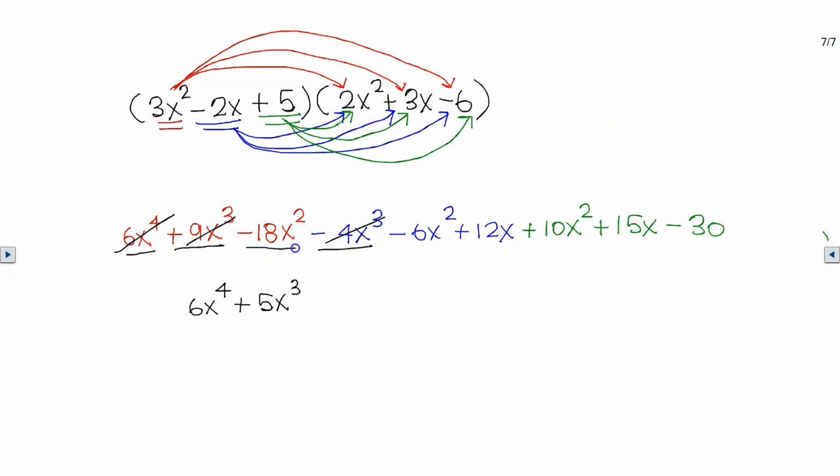All right, now we've got a negative 18x squared, negative 6x squared, and positive 10x squared are all like terms with him. So if we do negative 18 minus 6, that gives us a negative 24. And then a negative 24 plus 10 is a negative 14. So we're going to get minus 14x squared from combining those.